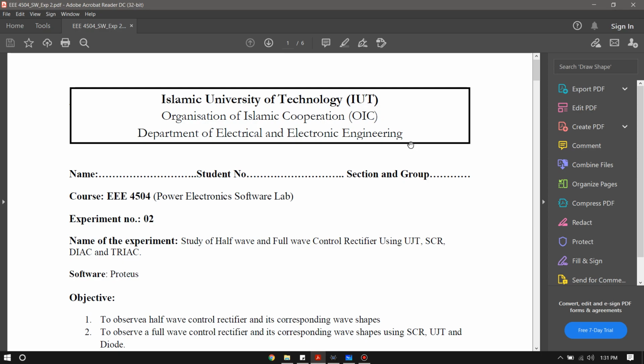So in this lab we're going to be looking at half wave and full wave control rectifiers using UJT, SCR, DIAC and TRIAC. And today we're going to be using the Proteus software, which you should be familiar with.